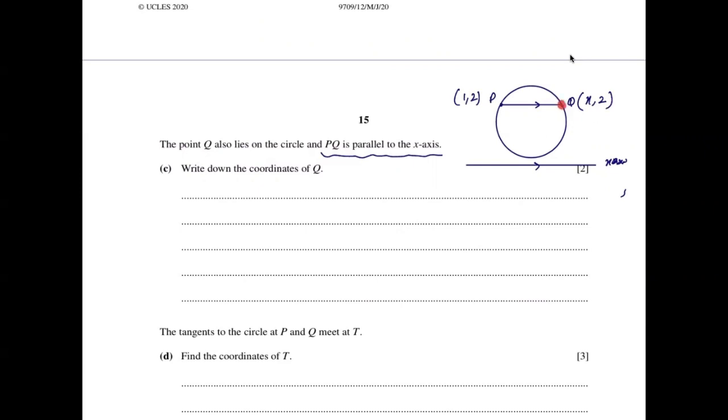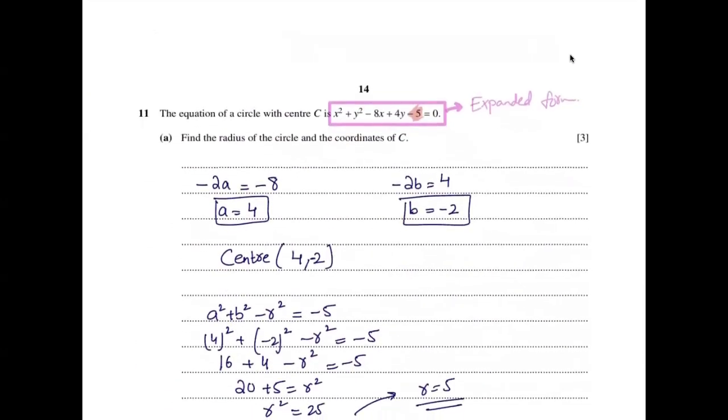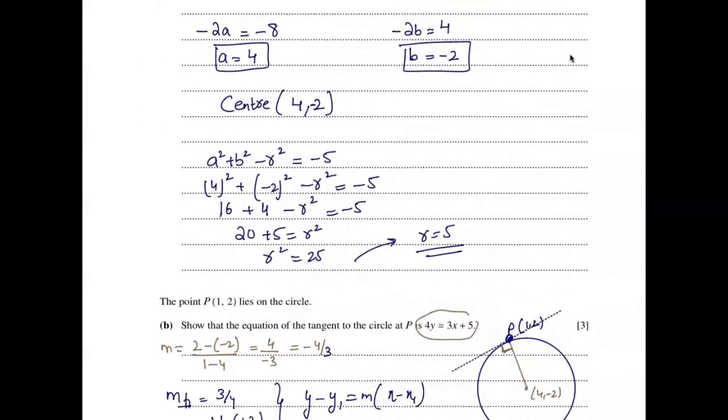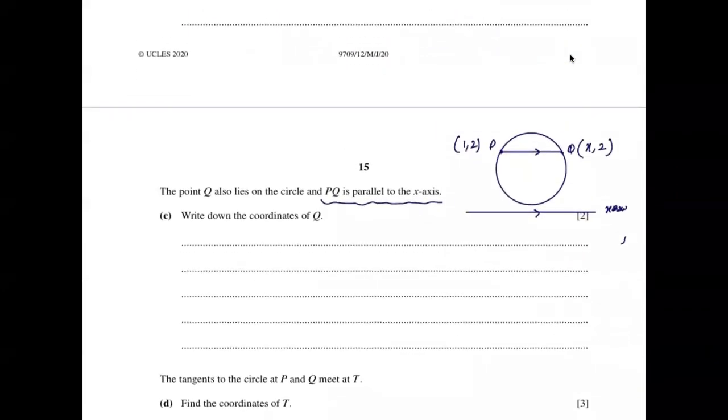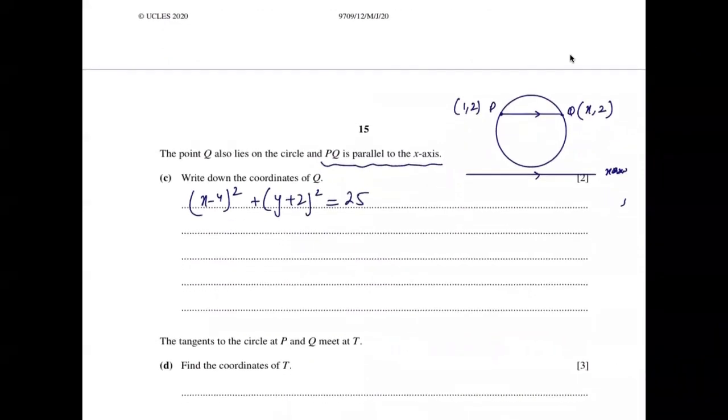All right. So point Q lies on the circle. Do you agree that it's going to satisfy the equation of the circle as well? Okay. Now I know the center of the circle. Although I have the equation of the circle in the expanded form, I can use the completing square form because I know the radius and I know the center. Since it's the same circle, it's going to be (x minus 4) squared plus (y plus 2) squared equals 25. I can substitute y as 2 and solve for x to get the x coordinate of point Q.